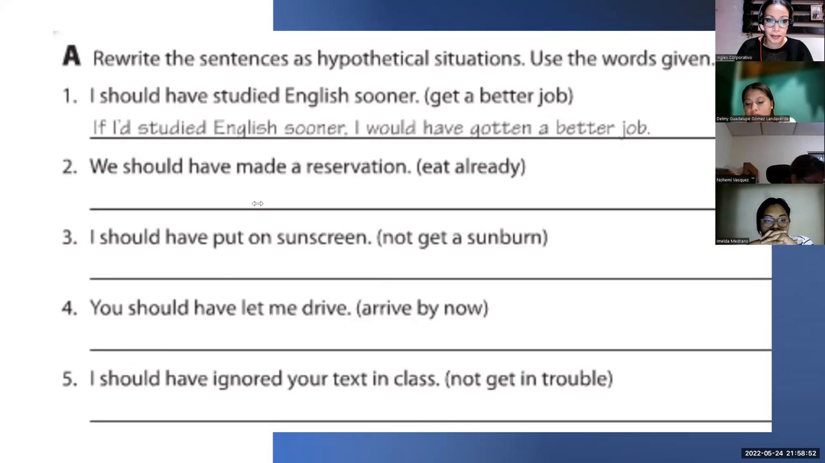Number five, volunteer. Nobody has it. Can I, teacher? Sure, thank you. If I should have ignored your text in class, I wouldn't have gotten in trouble. Okay, very good. If I had ignored your text in class, I wouldn't have gotten in trouble. Okay, so nice, very good.